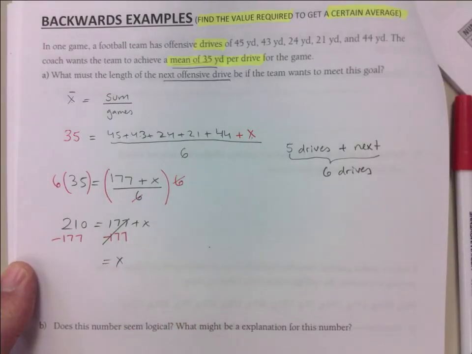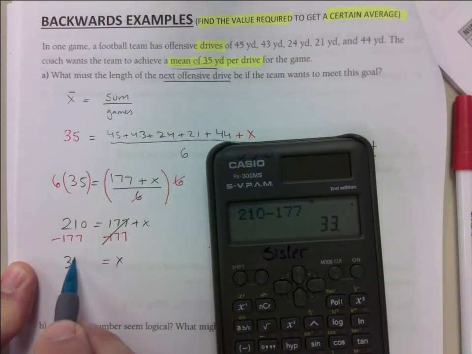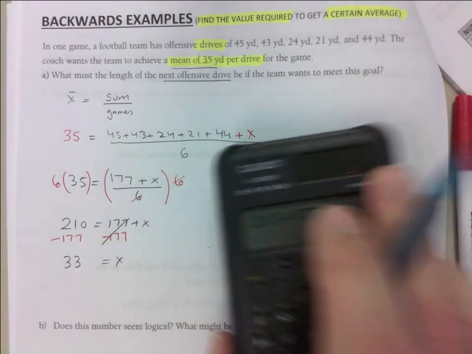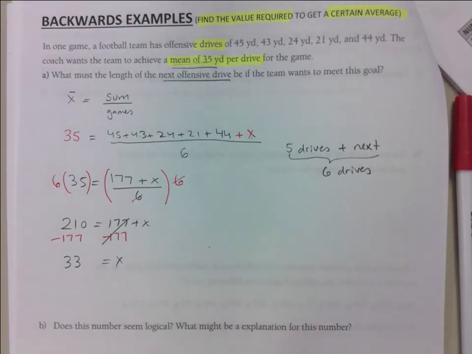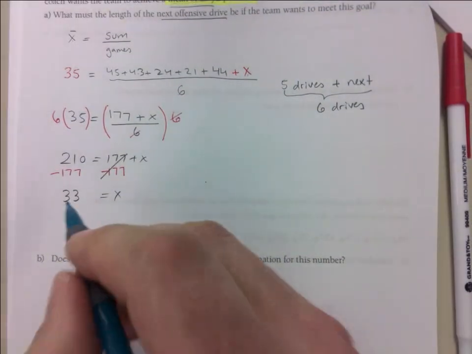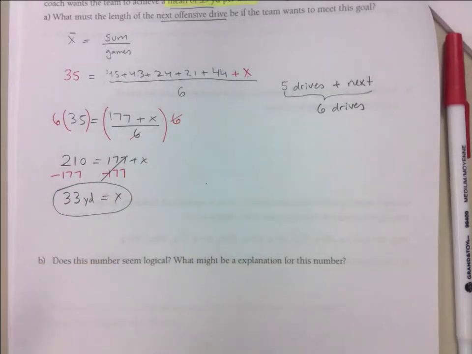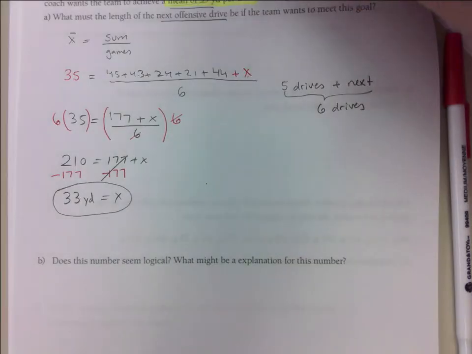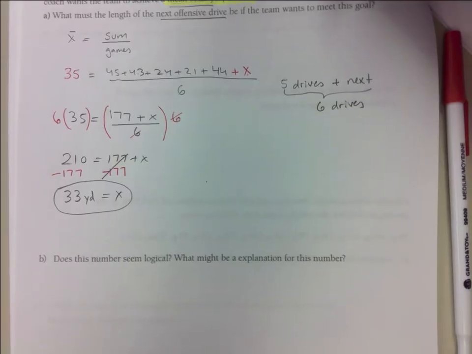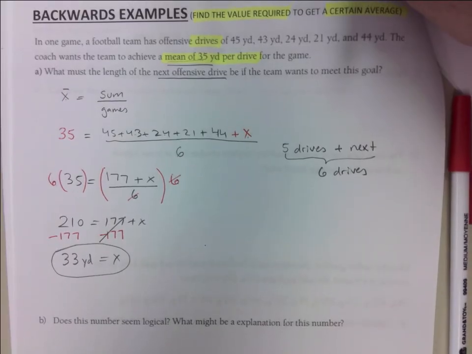A little bit of algebra. 33 is the next drive I have to have. Okay, 33 what? What are our drives in? Yards. Based on previous drives, is that number reasonable?